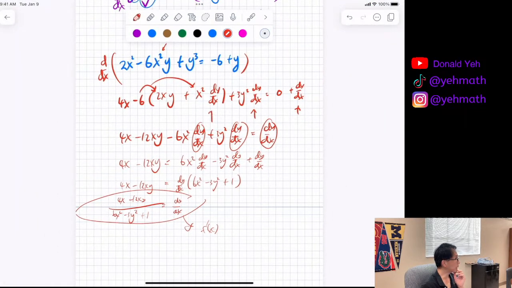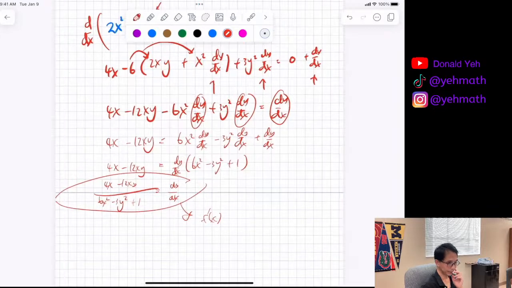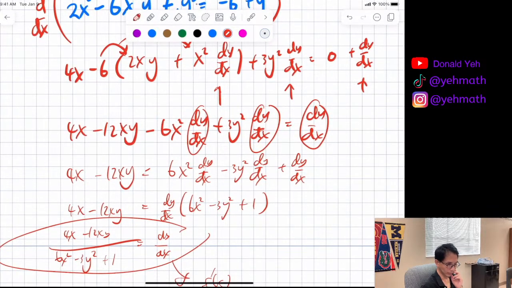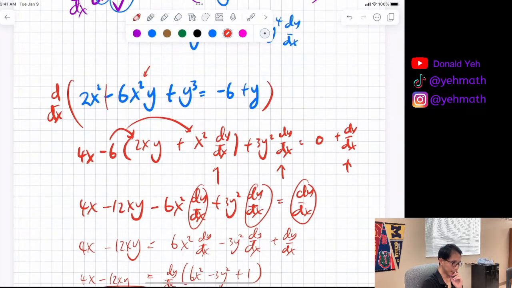So do you want to try one question? Any questions so far? Why did you decide to take out 4x minus 6? What was the benefit? Oh, I didn't take out 4x minus 6. I took out negative 6. The benefit of doing that is I can just focus on taking the derivative of x squared y. I'm not focusing on taking the derivative of negative 6x squared.